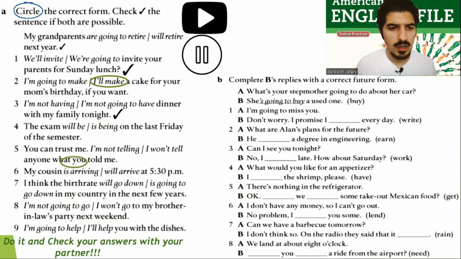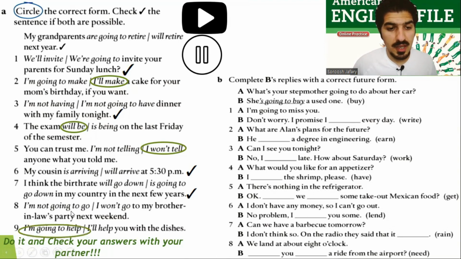Number four, the exam will be on the last Friday of the semester. Number five, you can trust me. I won't tell anyone what you told me. Number six, my cousin is arriving at 5:30 p.m. or my cousin will arrive at 5:30 p.m. Number seven, again, both types are correct. I think the birth rate will go down in my country in the next few years. Or I think the birth rate is going to go down in my country in the next few years.